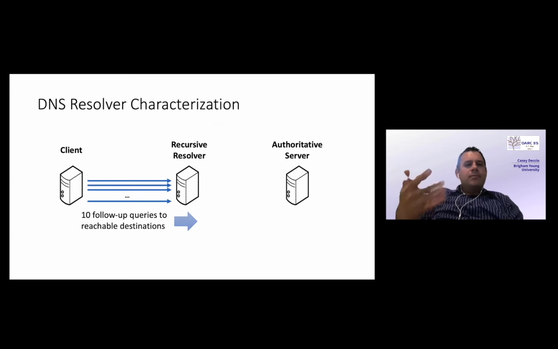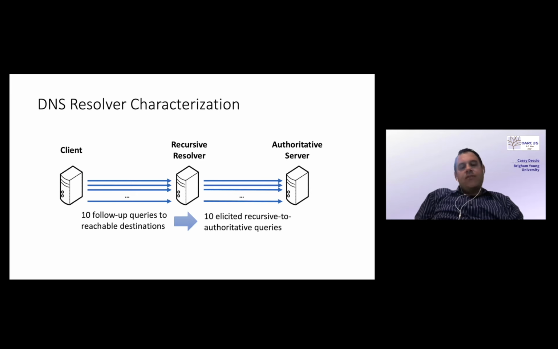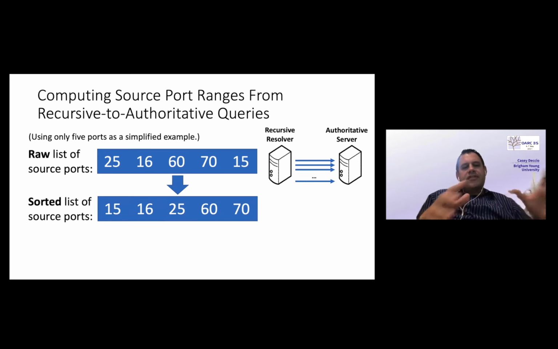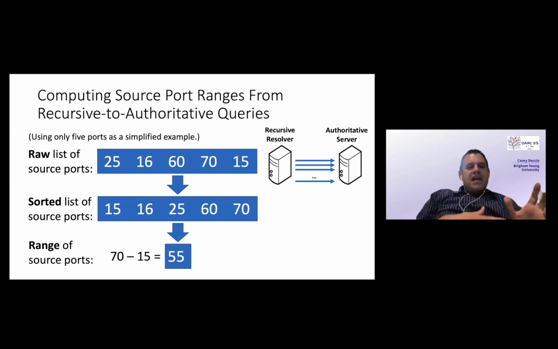We wanted to learn a little bit more about these resolvers that we were actually hitting. After we determined that a resolver was reachable through our spoofed source queries, we sent 10 follow-up queries to each, which resulted in 10 recursive to authoritative queries to our authoritative server. We took the raw list of source ports from those queries and sorted them. This is a simplified version using just 5 ports instead of the 10 that we used. We took the maximum minus the minimum, and that gave us a range.